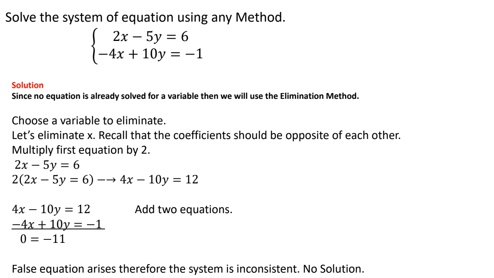Now, what is an inconsistent system? It means that the system has no solution. That means that these two lines do not intersect. They don't share anything in common. And more than likely, these two lines are parallel lines. Okay.